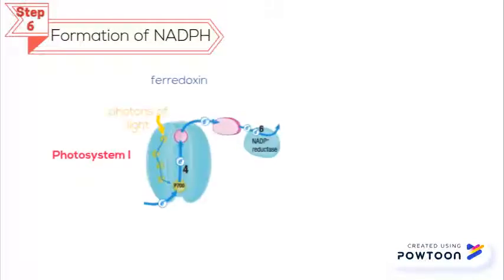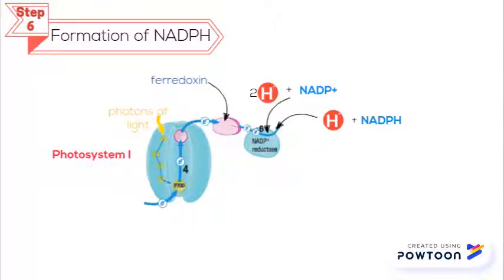Step 6. Formation of NADPH. A second electron from photosystem 1 is transferred to NADP by another molecule of ferredoxin. This second electron, alongside a proton H+ from the stroma, are added to NADP by the NADP+ reductase to form NADPH. NADPH now carries two high-energy electrons.